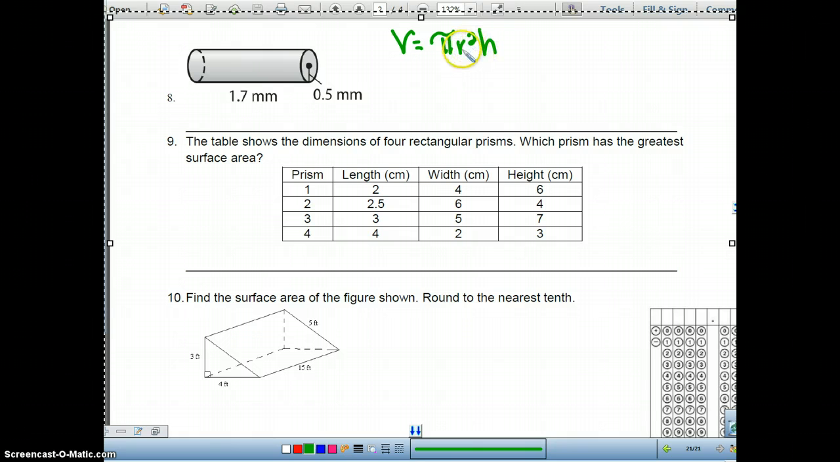Okay, so they gave us our radius, right? They gave us our height. All we have to do is plug those pieces in and solve. So, we're going to use pi in our calculators. We're going to use our radius, which is 0.5 squared, and we're going to multiply that by our height. Plug all that into your calculator, and what do you get?